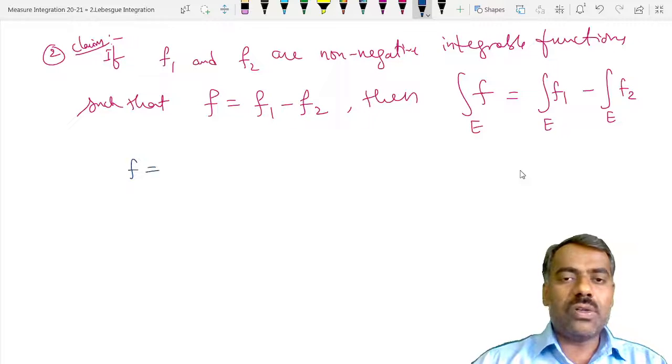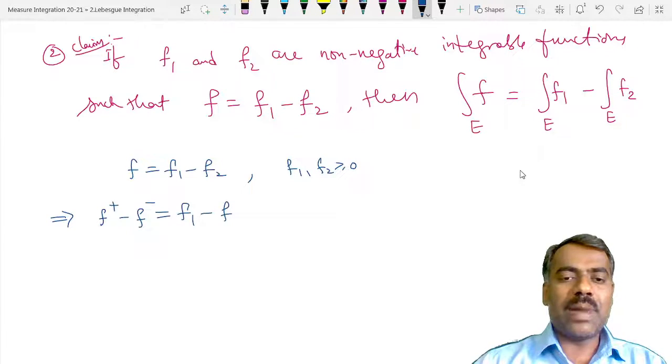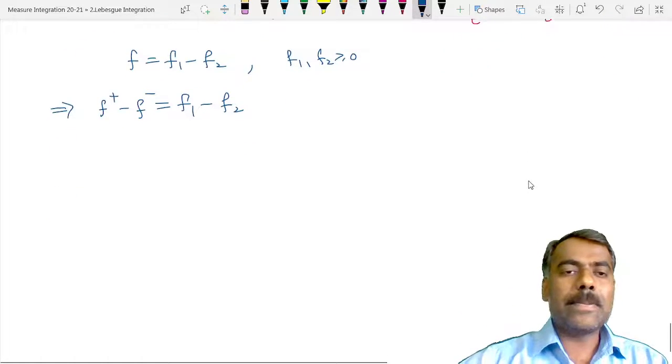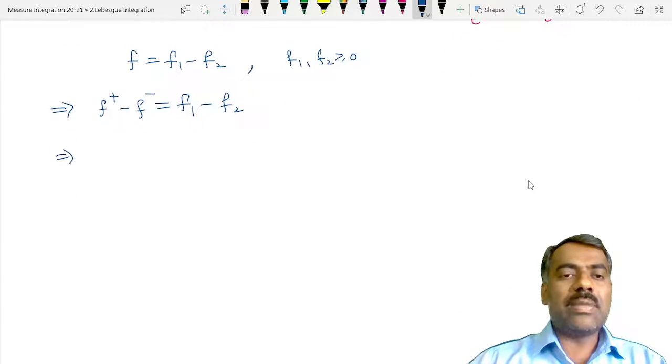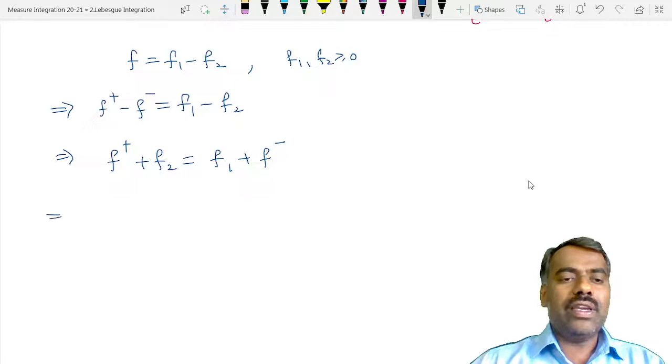Given that f is equal to f1 minus f2, where f1 and f2 are greater than or equal to 0. But f you can write as f plus minus f minus. Is this clear? It is the same as f1 minus f2, right? This is nothing but you can bring f2 to this side and f1 to this side: f plus f2 equals f1 plus f minus.